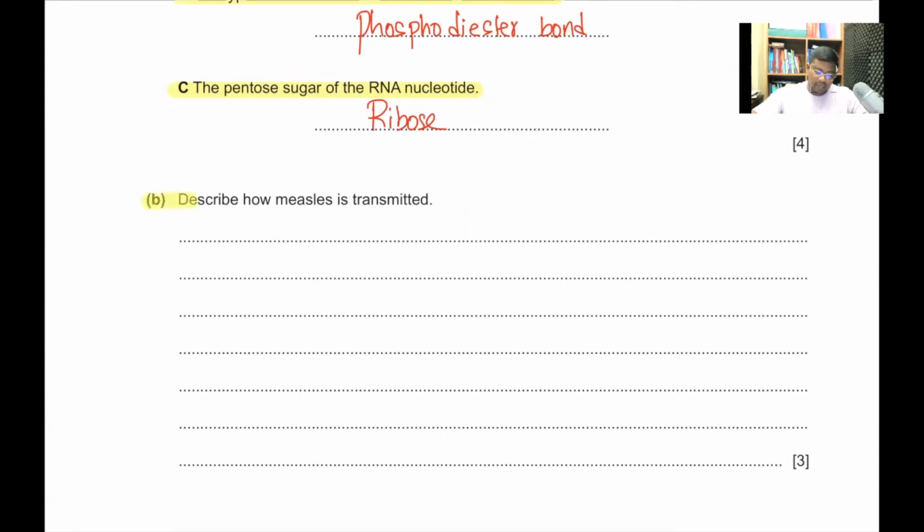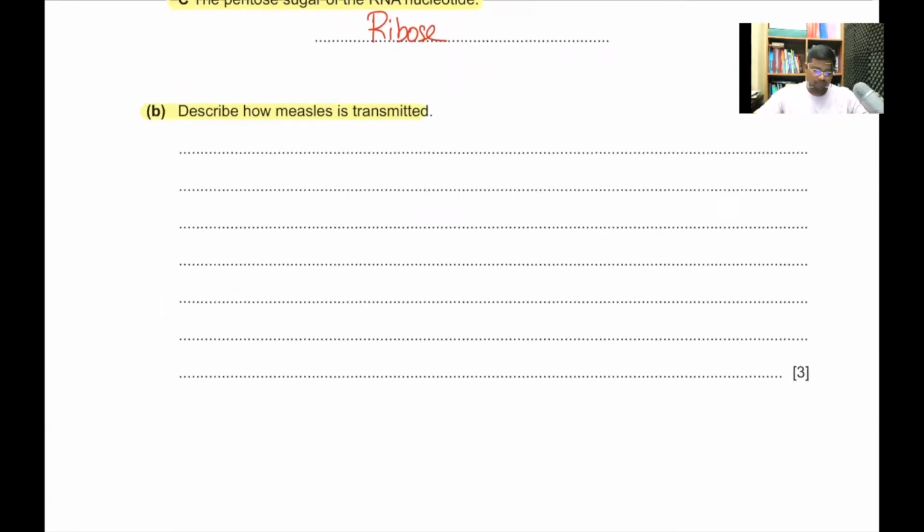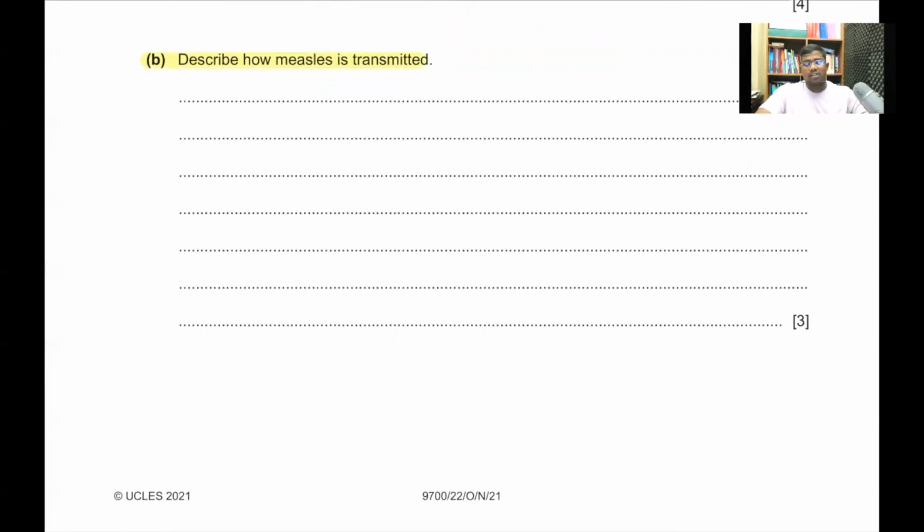Part B, describe how measles is transmitted. Measles is transmitted from an infected person by droplet infection. So when an infected person breathes out, coughs, or sneezes, and the airborne droplets are breathed in by an uninfected person, measles can be spread from the infected person to the uninfected person in that way.